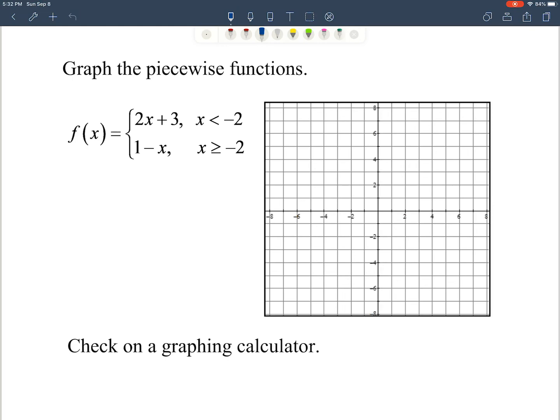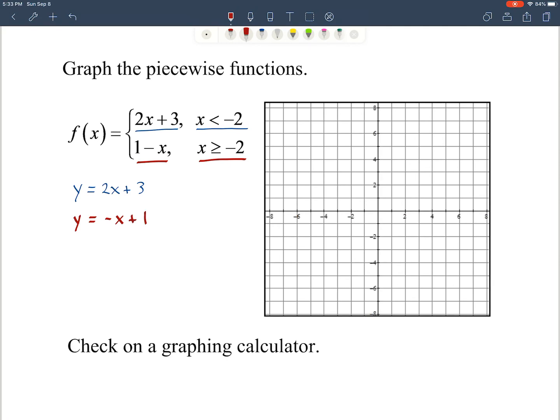So it says graph the piecewise function. We've f of x is equal to 2x plus 3 when x is less than negative 2, and 1 minus x when x is greater than or equal to negative 2. If you want to start out, one thing you could do is look at it as two different functions for a moment. We have y is equal to 2x plus 3, and y is equal to 1 minus x. I'm going to flip it around and make it negative x plus 1 just because I prefer graphing linear functions in that form.